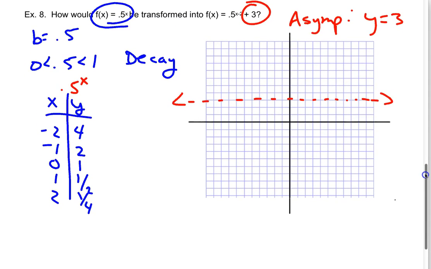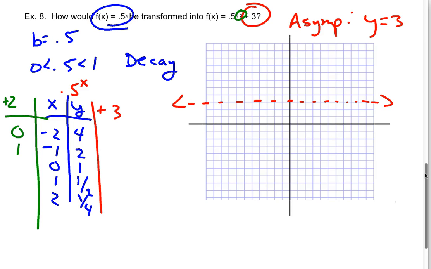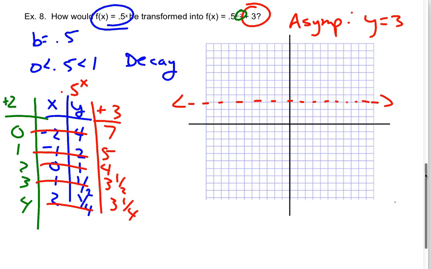And now I just have to simply use the +3, which would be to the y. And then there's another x minus 2 right here, so again, that's 2 right. So +2 here. All right, so I add 2 to my x's. 0, 1, 2, 3, 4. I add 3 to my y's. 4 plus 3 is 7. 5, 4, 3.5, 3.25.